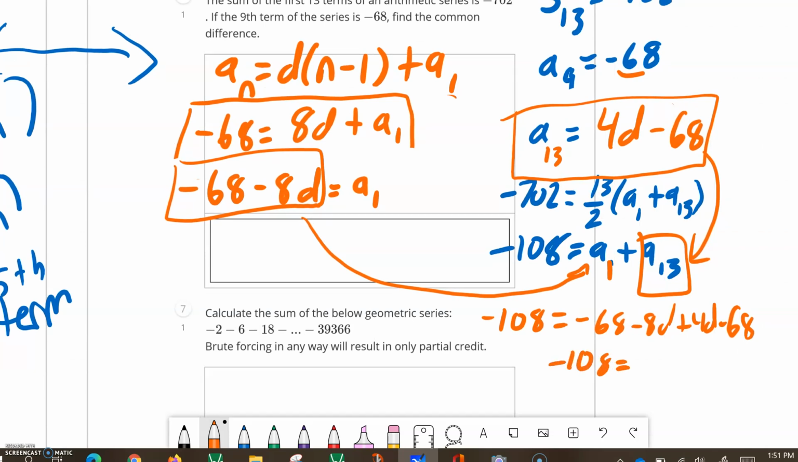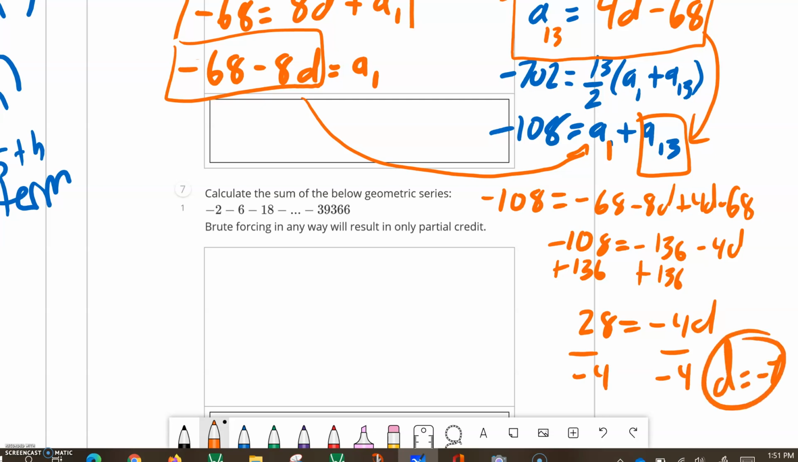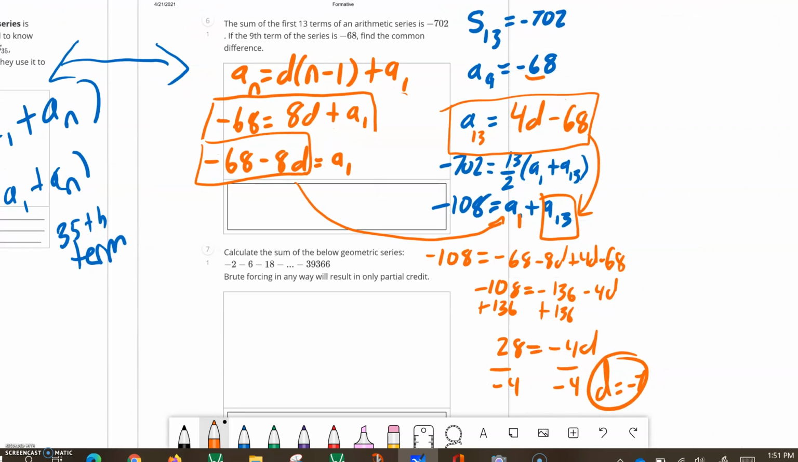And the cool part is now there's just d, and I can just combine some like terms. So this negative 108 equals, what is that? Negative 68 plus negative 68, that's negative 136. Minus 4d, add 136 over, that should be 28. On the left side, negative 4d, on the right, divide by negative 4, divide by negative 4. My common difference is negative 7, and that is exactly what we wanted to find.